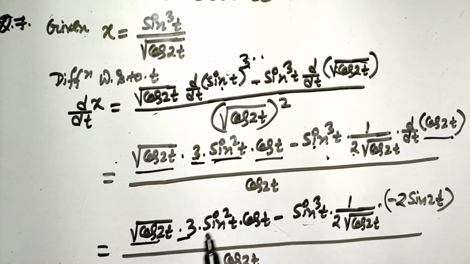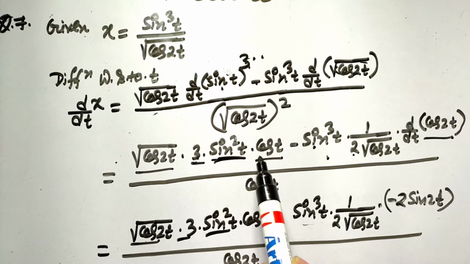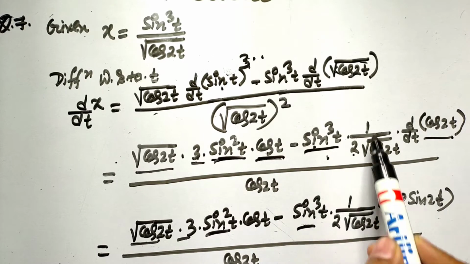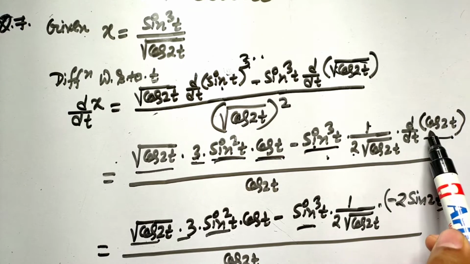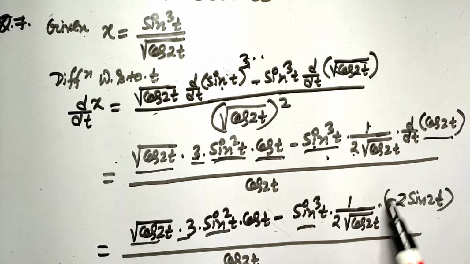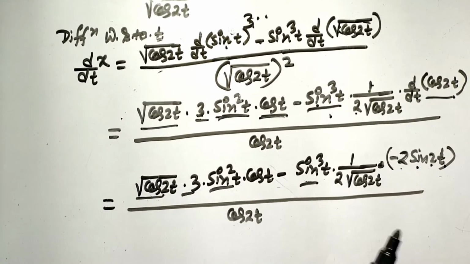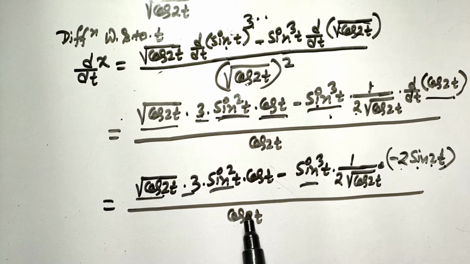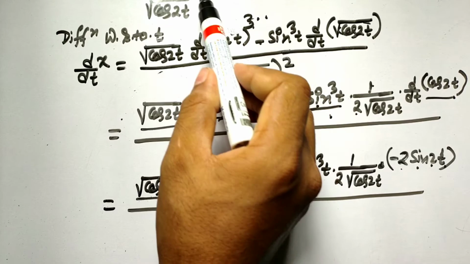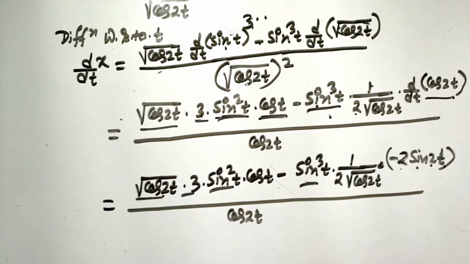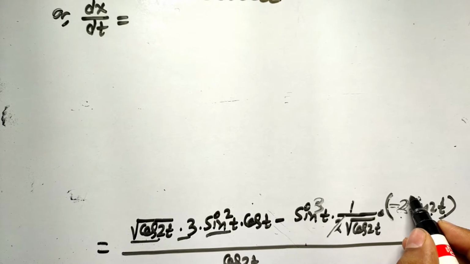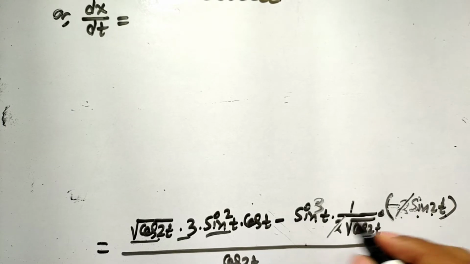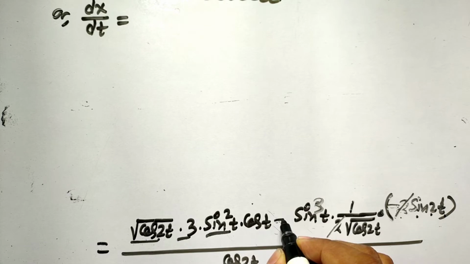3 is here, sin square t into cos t, minus sin cube t as it is, 1 divided by 2 root under cos 2t as it is, into the derivative of cos 2t, which is minus 2 sin 2t with respect to t, divided by root under cos 2t whole square, that is cos 2t. So next line I am doing here. Look here, this 2 and this 2 cancel, and this minus will become plus.